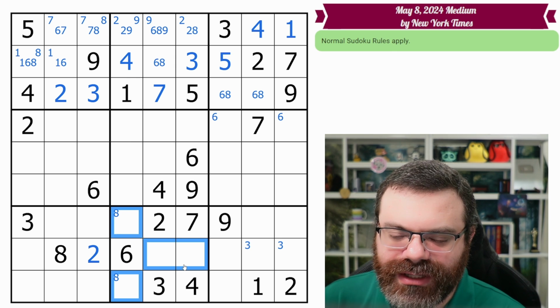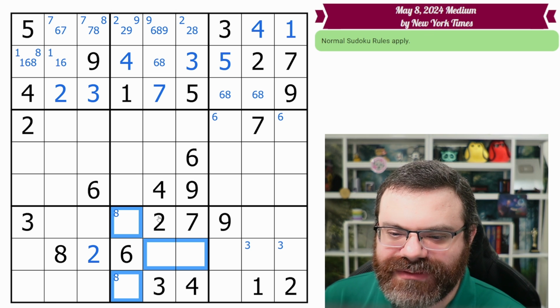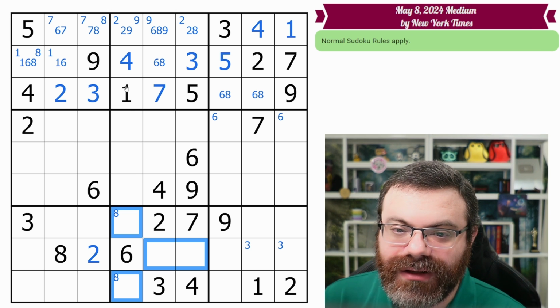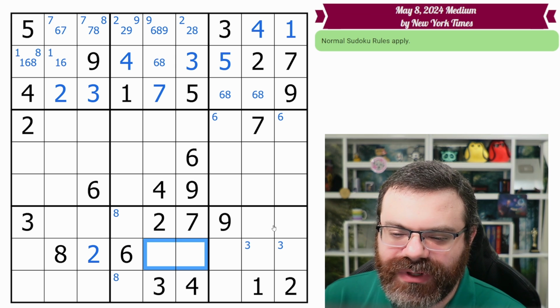Well, we need the 1, 5, 8, and 9. So we're scanning all around for 1s, 5s, 8s, and 9s. I'm seeing quite a lot. First thing I'm noticing is this 1 isn't here. So it actually puts the 1 in one of these 2 cells.